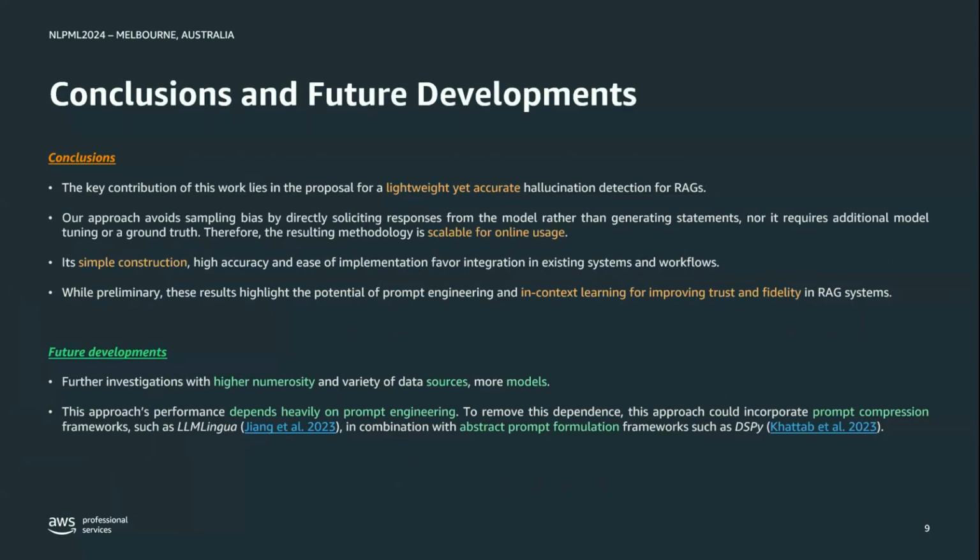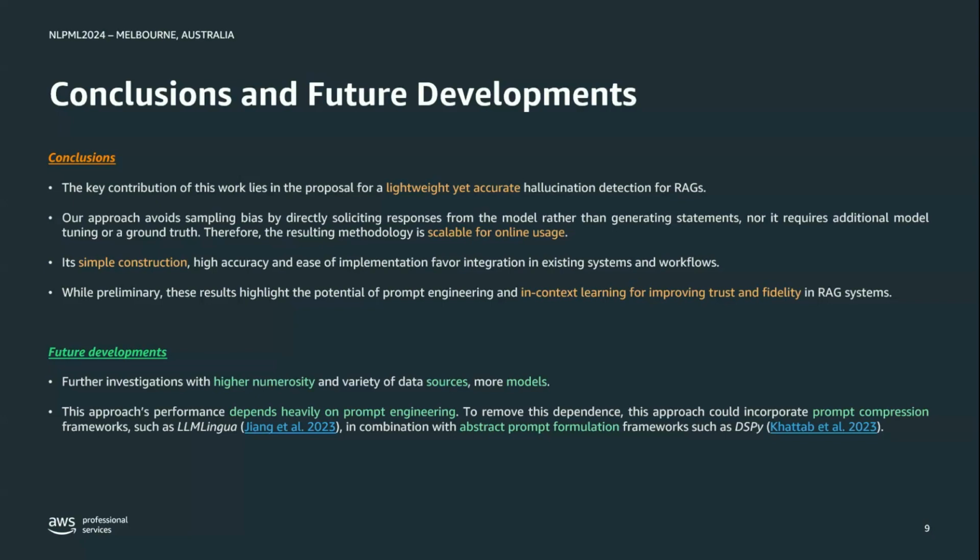Our approach does not implement any sampling bias, because we just solicit the responses from the model by soliciting reasoning rather than generating statements. We do not sample new statements. We do not calculate probability distributions from the output token probability. We do not apply any tuning or ground truth. So we can scale this in void of ground truth, in void of subject matter experts evaluation, and we can use that for online usage.